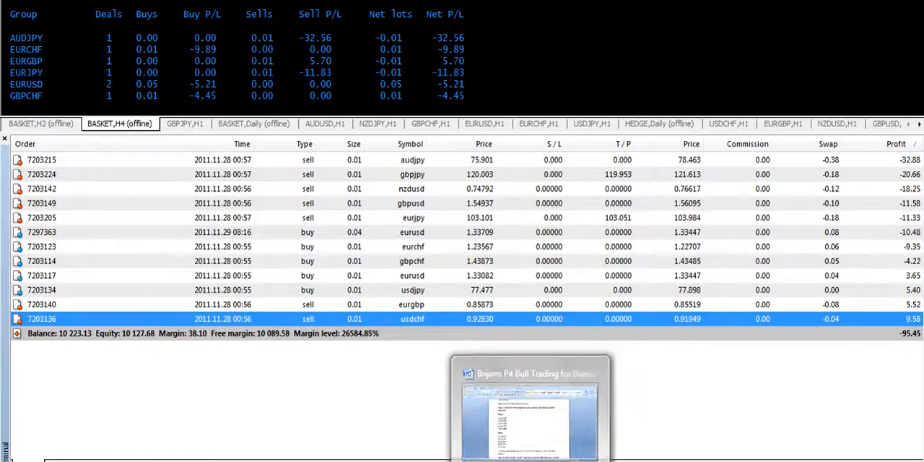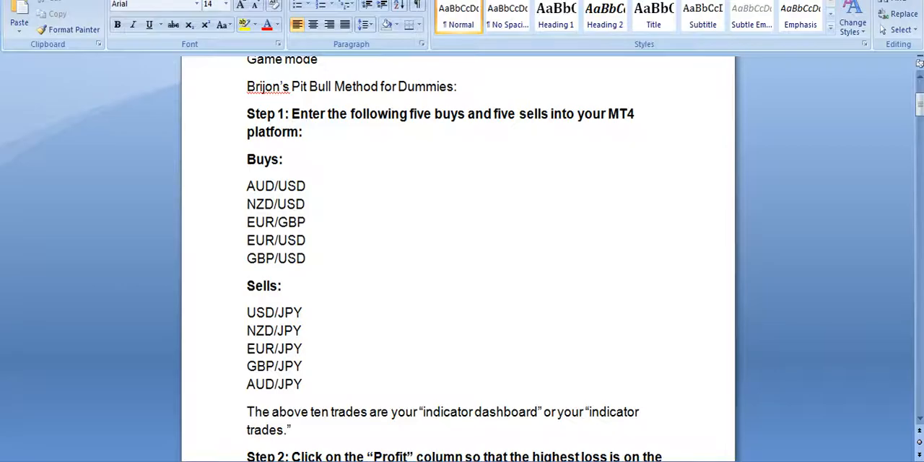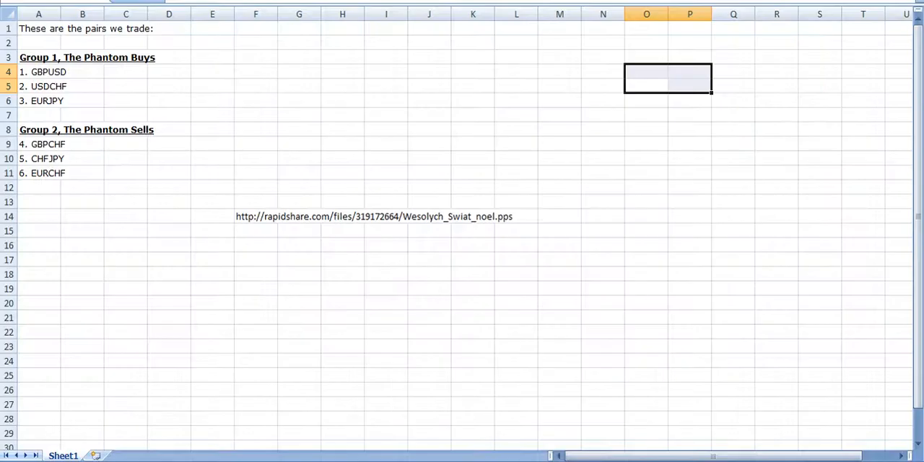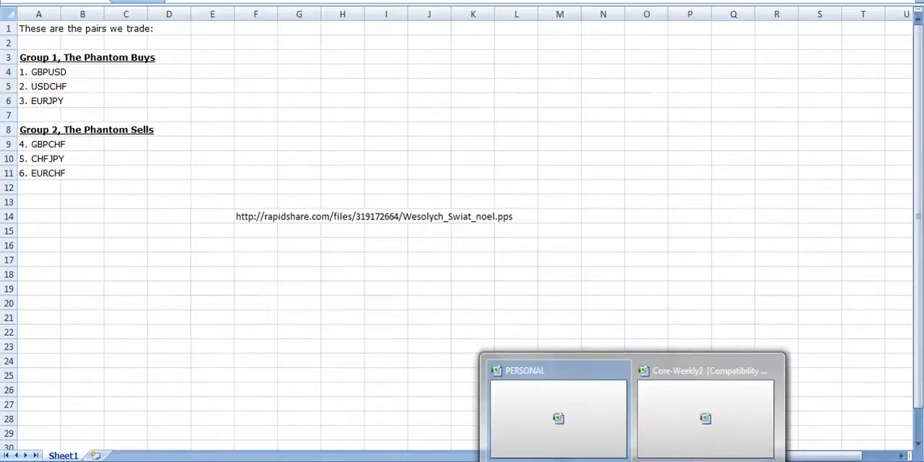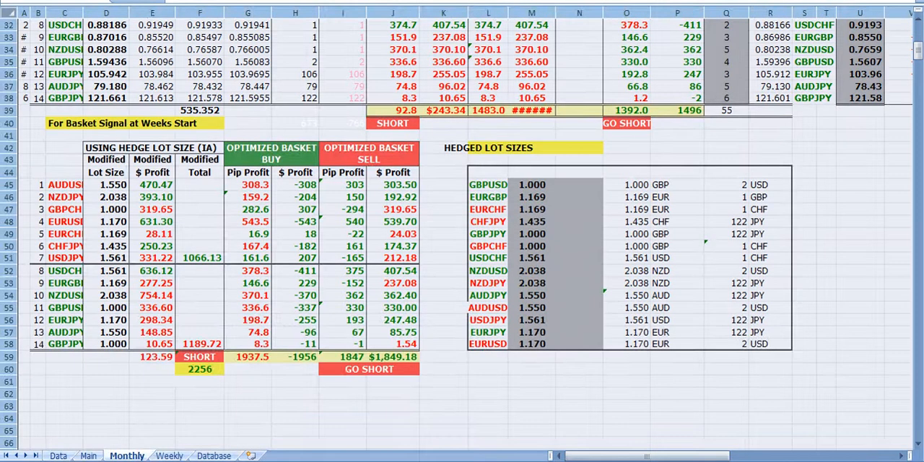Okay, so once we go back into here, this one here is what I call a beginner's mode, a game mode. The real one, you would use the 14 currencies as here, and that's what I would use, the buys and the sells for a normal indicator, which is on here now.